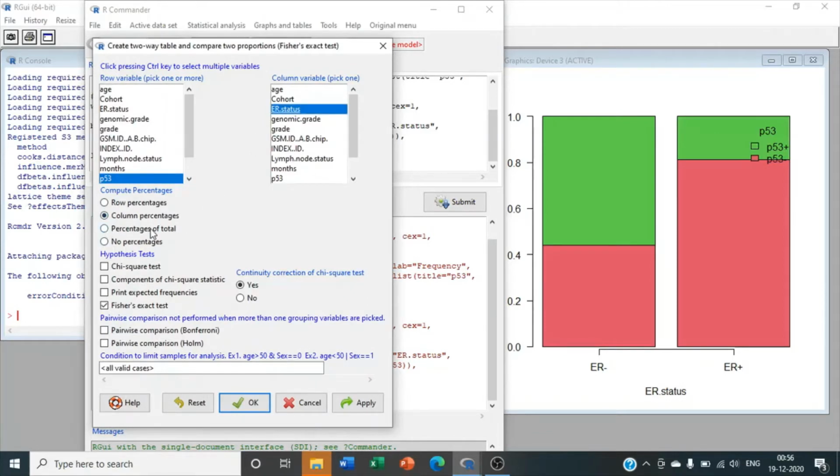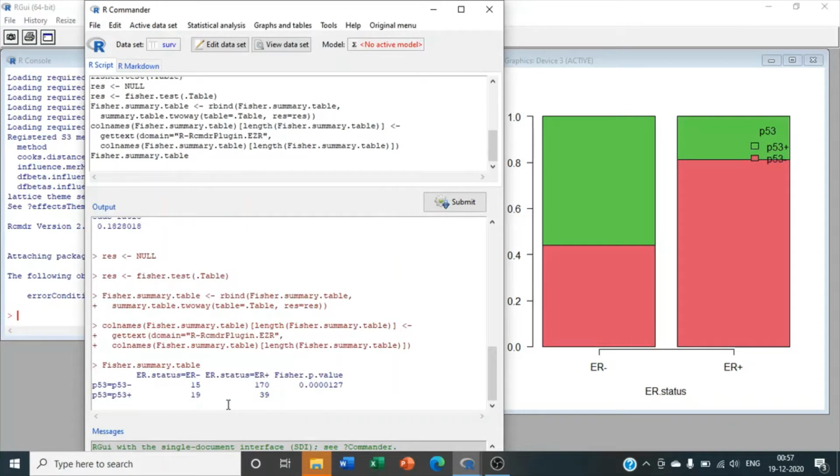We can keep any percentages we like. We have clicked Fisher's exact test. We can, if we want, click the chi-square test also, but we are keeping that for now. We click OK.